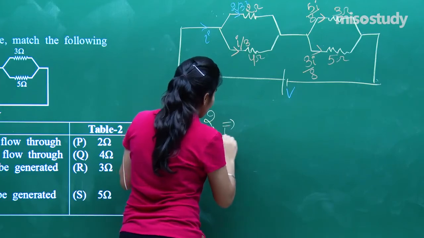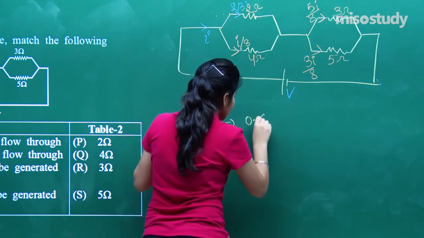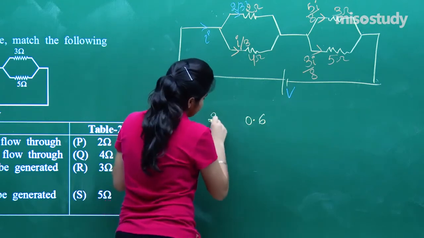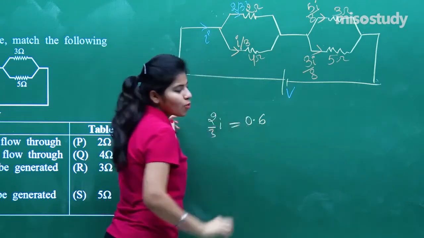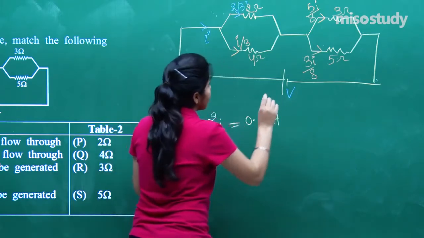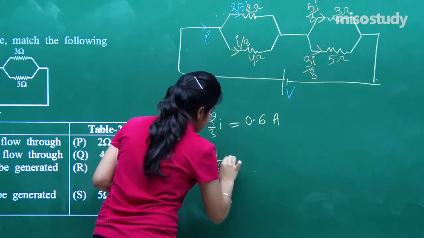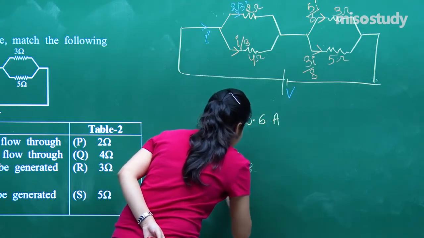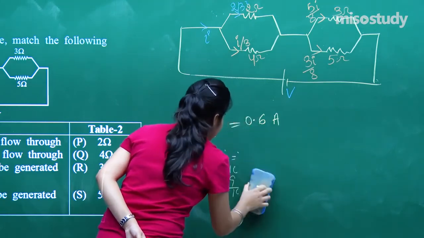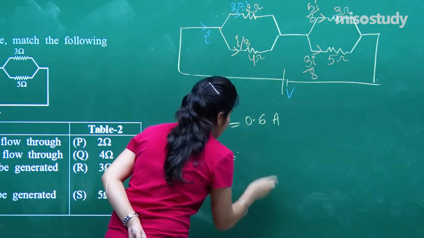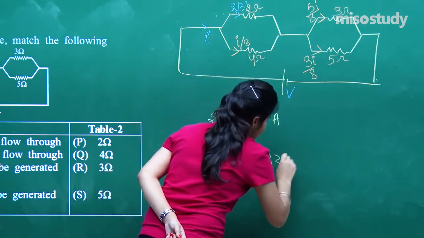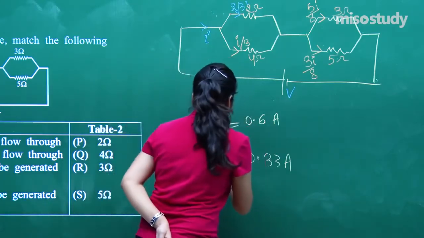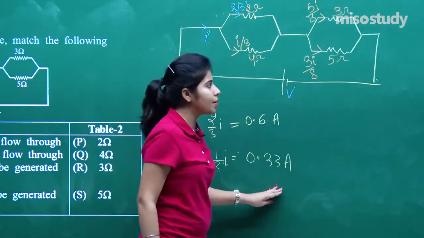If you are going to divide it, you will have 0.6, right? This is 0.6 ampere. Now what is 1 by 3I? Again, 0.33, because I know that I cannot divide it like this. So I am just making sure whether I am doing it correctly or not. So 1 by 3I is 0.33 ampere.